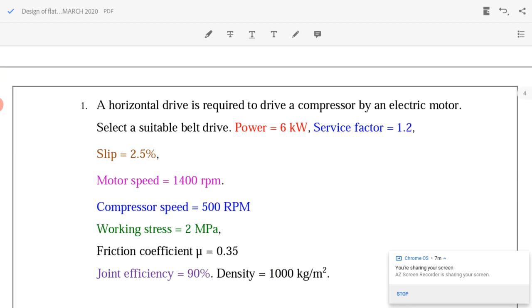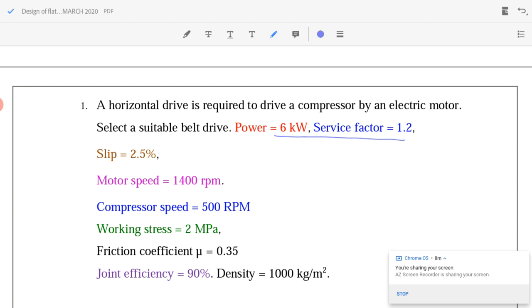A horizontal drive is required to drive a compressor by an electric motor. Select a suitable belt drive. Power equal to 6 kilowatts. Service factor equal to 1.2. Whenever power and service factor is given, we have to multiply power with the service factor for use in the calculations. Slip equal to 2.5%.